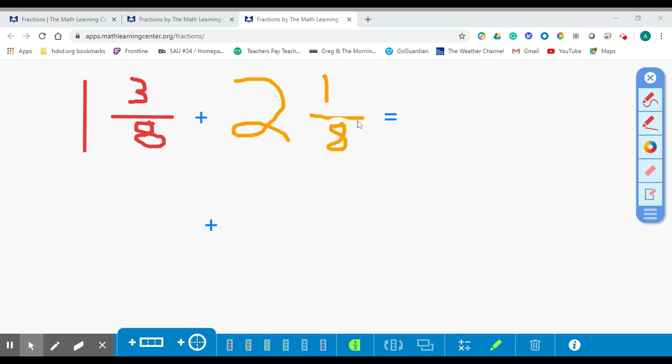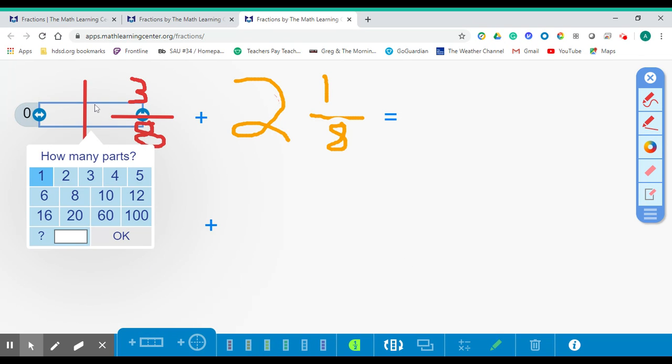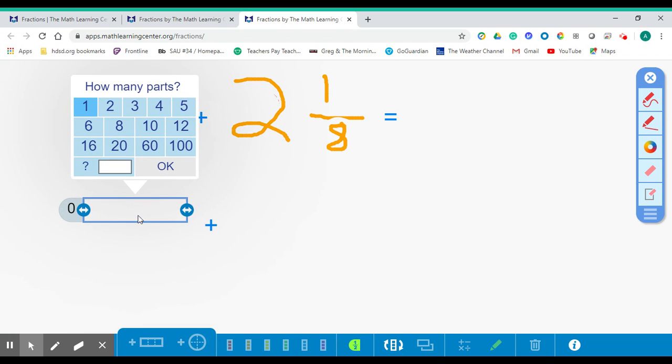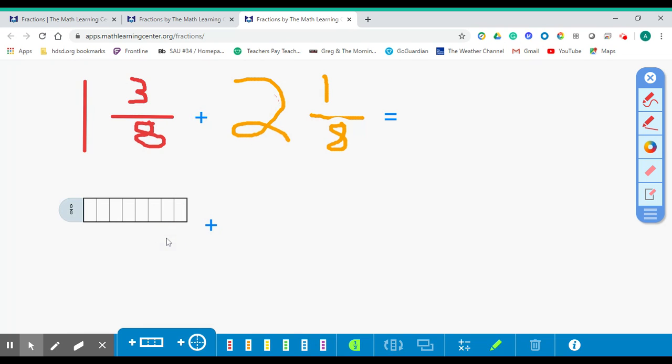We're going to represent these numbers with our fraction bars, and I'm going to actually show you how to do this. So, I'm going to add one of our fraction bars down here, and we're going to say it has 8 parts. Now, we can actually show our whole number here as a fraction bar with 8 parts. Now, if we have a whole, it's going to be 8 out of 8. So, I'm going to go down here, and I'm going to fill in my 8 boxes.